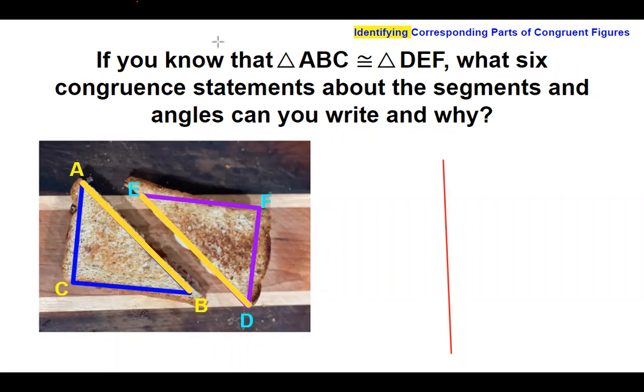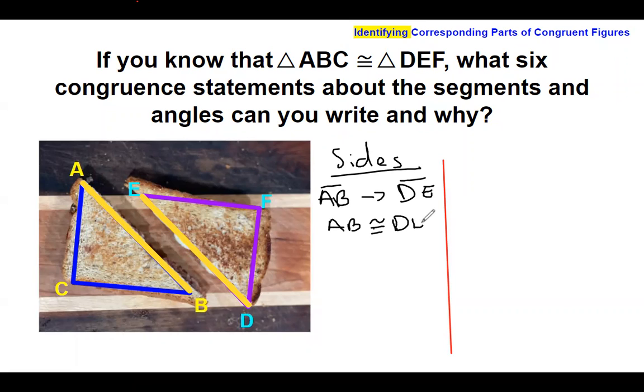So since those two are corresponding to each other, we're going to state that they are congruent to each other because we have our congruence statement. So I'm going to focus on my sides. Let me write these sides. Let me start with AB, which is corresponding to DE. And therefore, since they're congruent to each other, I'm going to state that AB and DE are congruent.